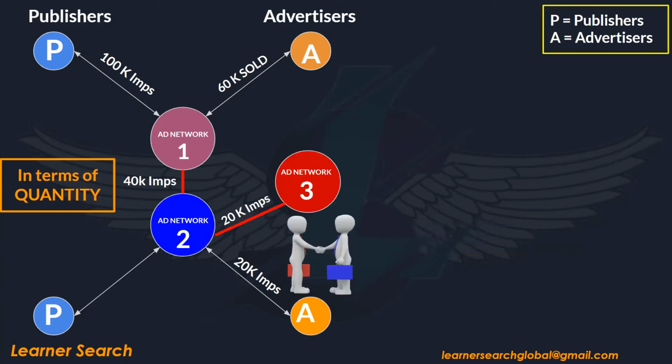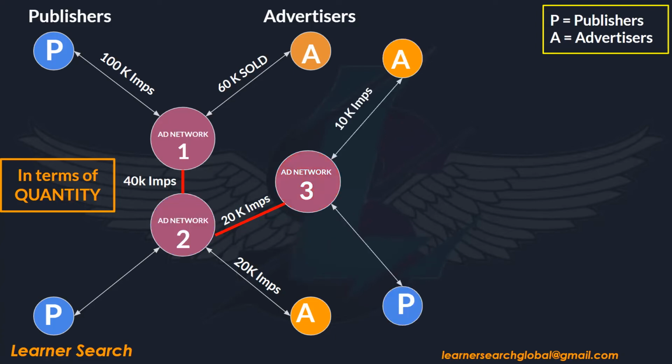Now, what happened here? He's reaching out to ad network 3 to sell his 20K impressions. Why is he reaching out to another ad network? Because he has unsold inventory, 20K impressions. If he doesn't sell it, it becomes a loss for him, definitely. To make something out of whatever impressions are available, he's reaching out to ad network 3, making a new relationship.